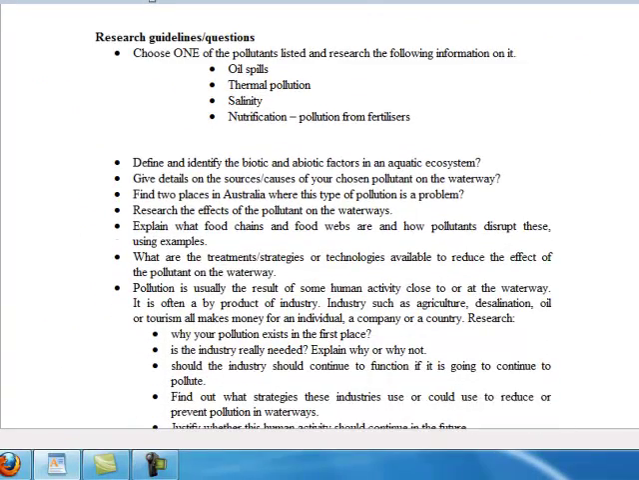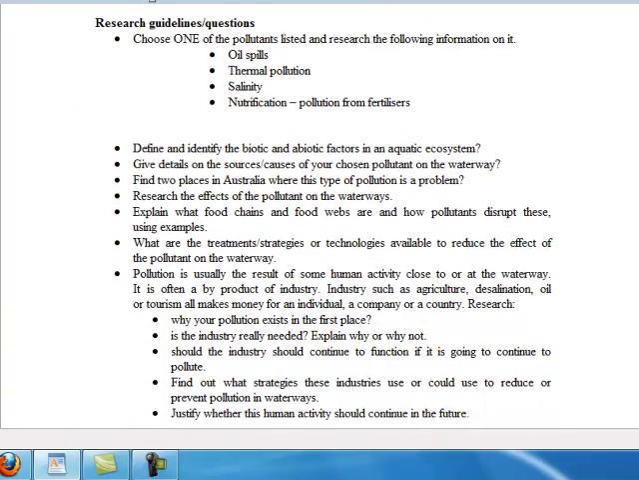So the research guidelines are questions I'm going to go through now and explain exactly what we are looking for. Choose one of the pollutants listed and research the following information on it. Oil spill, again, thermal pollution, salinity, and eutrophication.